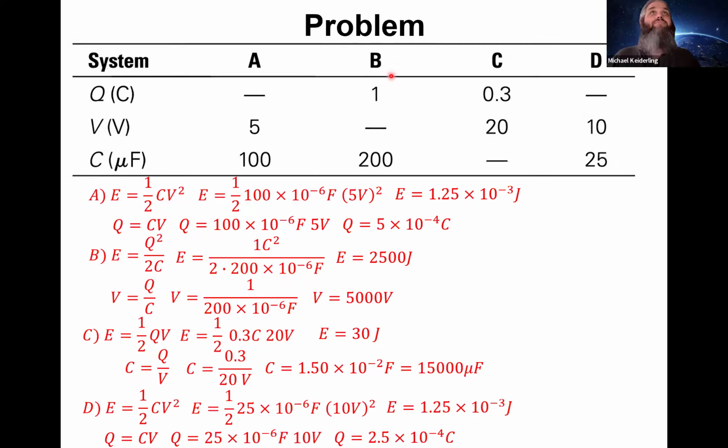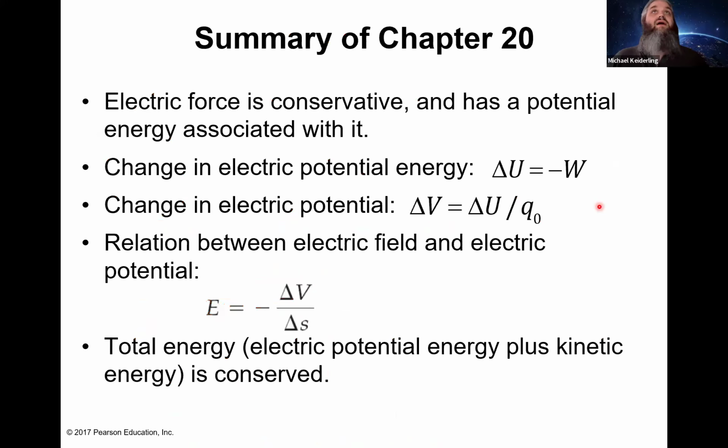So largest energy is B. Then at 2,500 joules, C at 30 joules, and then A and D at 1.25 times 10 to the minus 3 joules. And so that's the end of chapter 20.